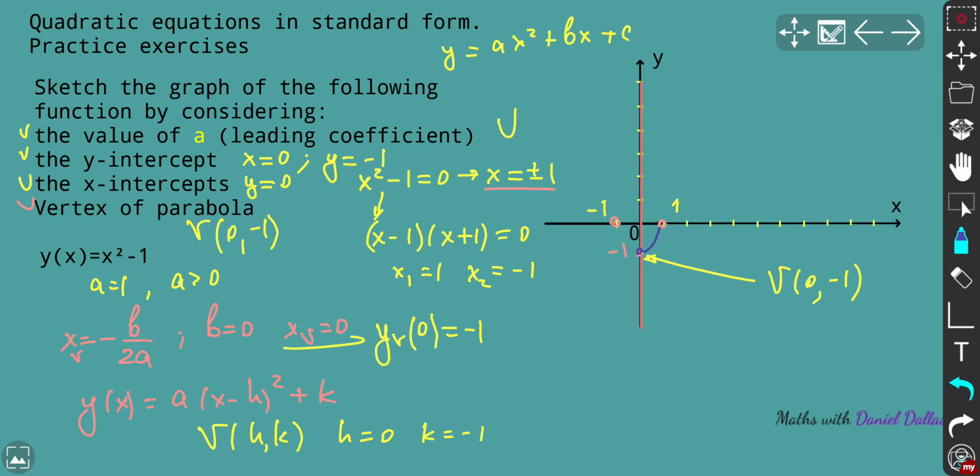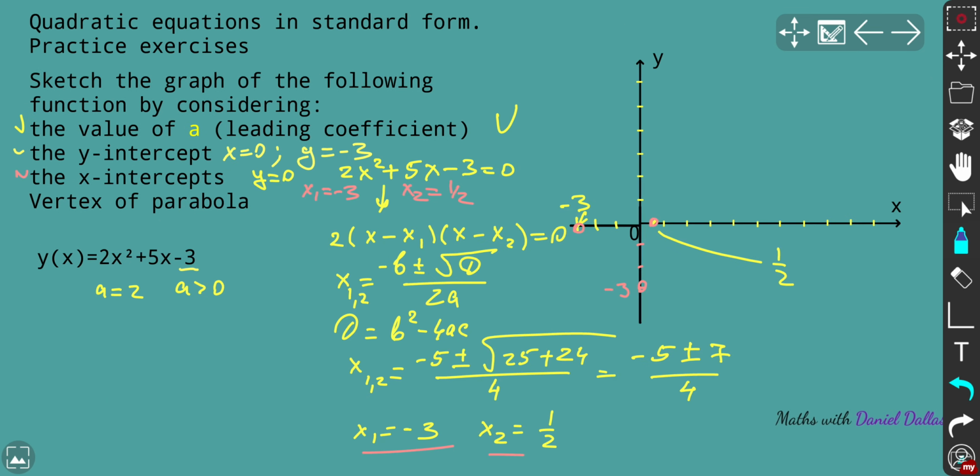So it goes through that point and symmetrically with the branches up. So that's your parabola with the equation y equals x squared minus 1. So that is done and it's finished. Okay, let's move to the next.